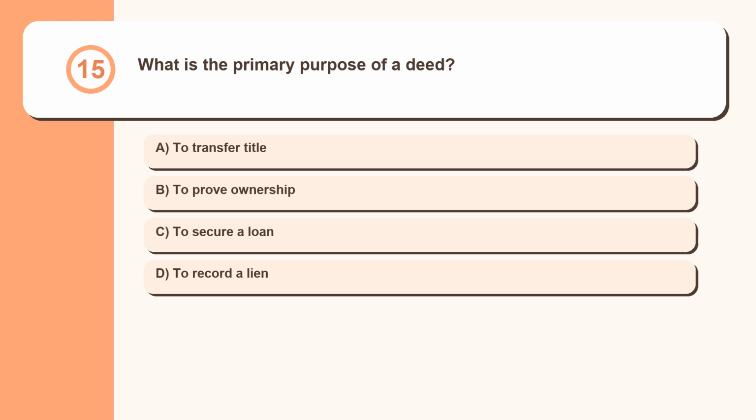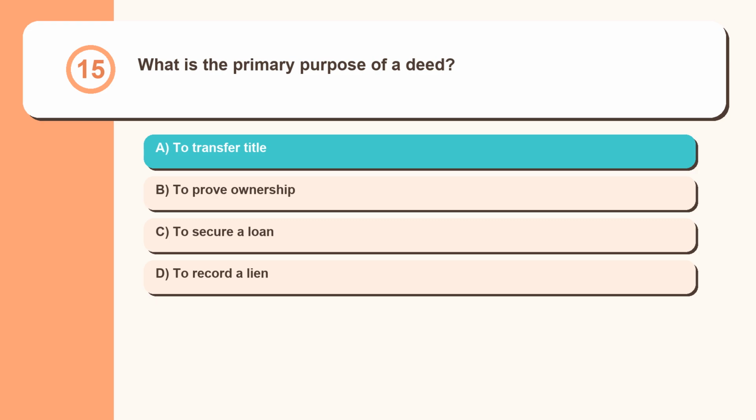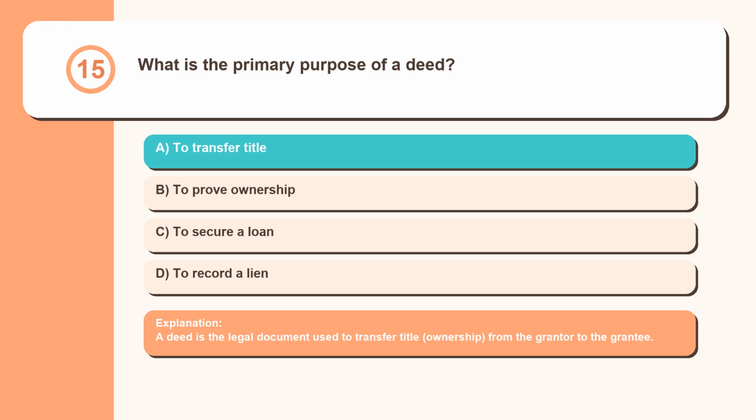Question 15. What is the primary purpose of a deed? To transfer title, to prove ownership, to secure a loan, to record a lien. A deed is the legal document used to transfer title, ownership, from the grantor to the grantee.